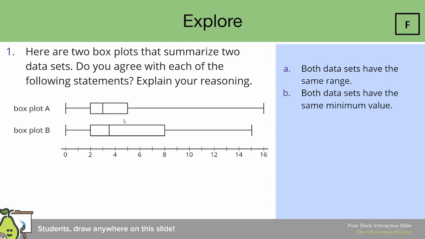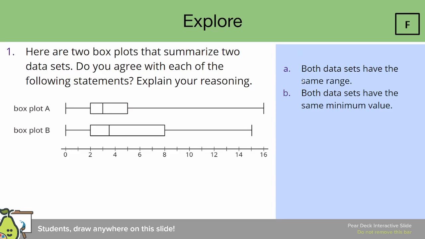In addition, you might have noticed that the value for the third quartile for box plot A is 5, and you might have also noticed that the value for the third quartile for box plot B is 8. So now that we have uncovered all the different noticings and wonderings that you might have about these box plots in general, let's look at what they're asking us to do.